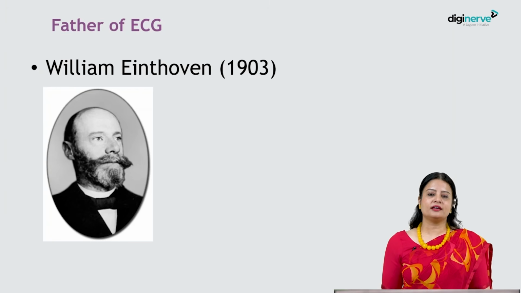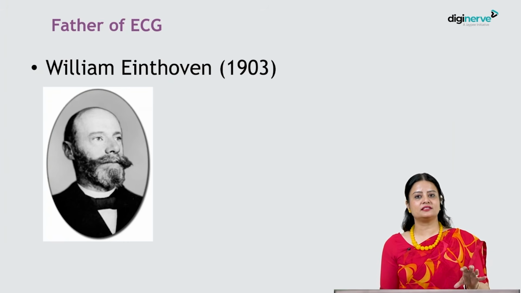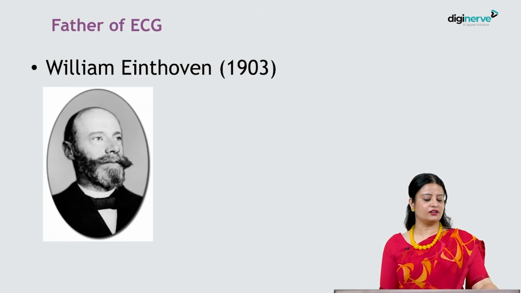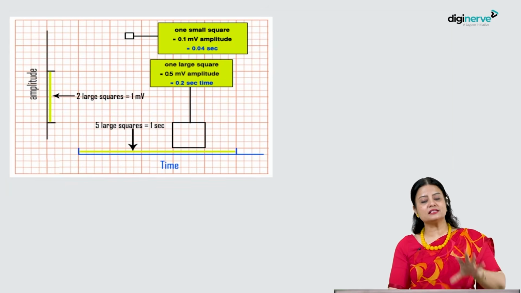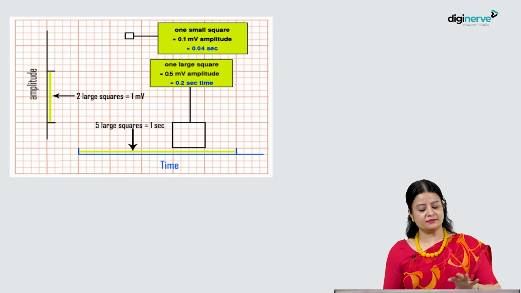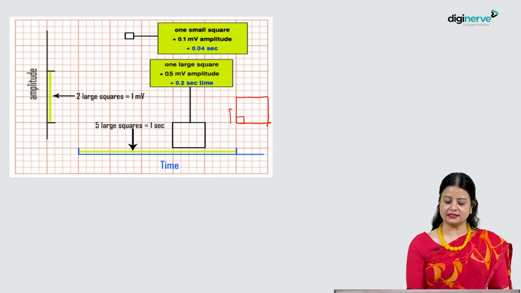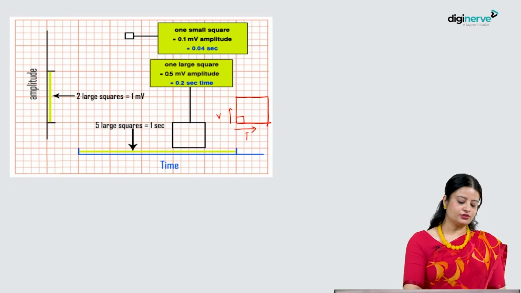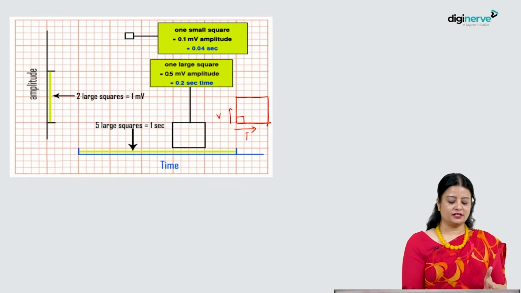William Einthoven in 1903 was the person who actually described ECG and is now called the father of ECG. Coming to the ECG paper, as you can see, this is a graphical paper which has some squares in it. If you just clearly see, there are some large squares and there are some small squares. So each of these squares is nothing but a graph showing the voltage and time. So coming to the scale on which this voltage is recorded.